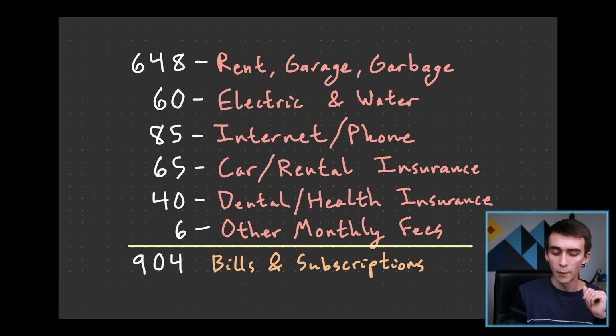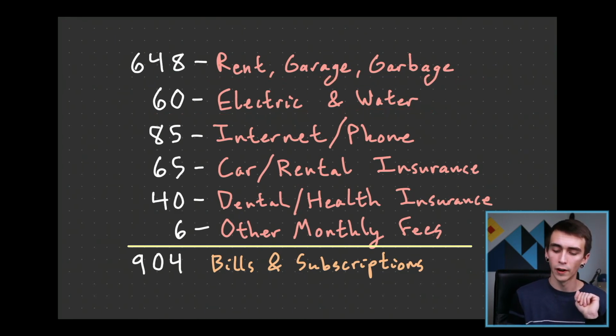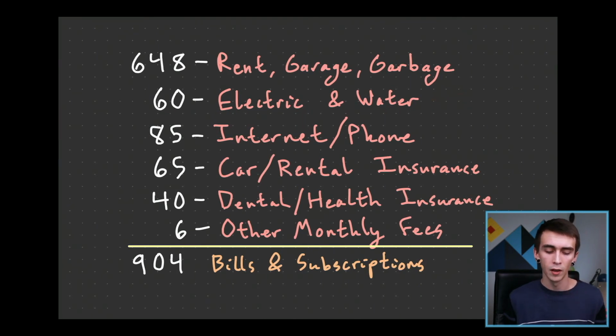So right now I pay $648 combined for rent, garage, and garbage expenses. I pay $60 for electric and water. Now both of these are actually variable expenses here, but I over budget for them. That way I don't need to have them be variable expenses. So really, electric and water cost me between like $45 and $50 a month, but I budget for $60, that way I never have to worry about it. So $60 is like the highest it's ever been.